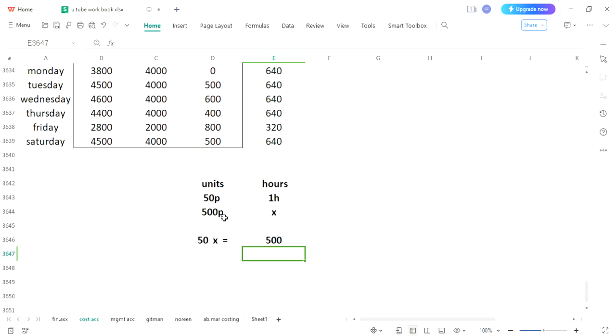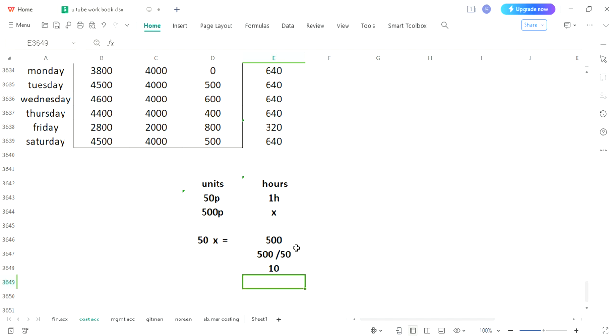Next step, 500 is already written over here, and you want to take this 50 to the opposite side. Here it is multiplied. When you take it to the opposite side, it would be divided. So in this way, we can calculate hours: 500 divided by 50.